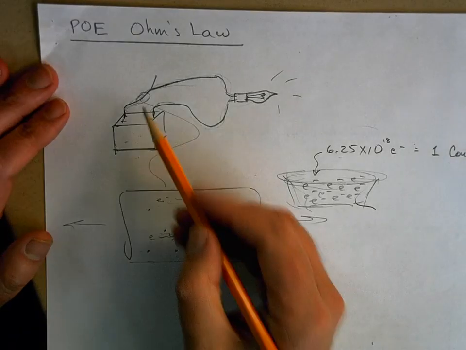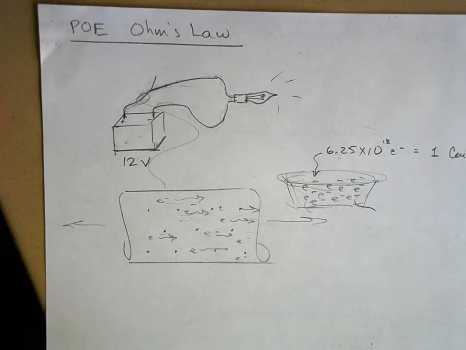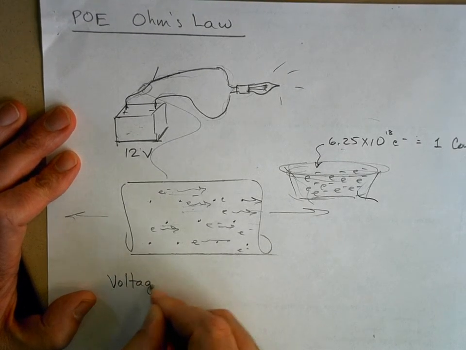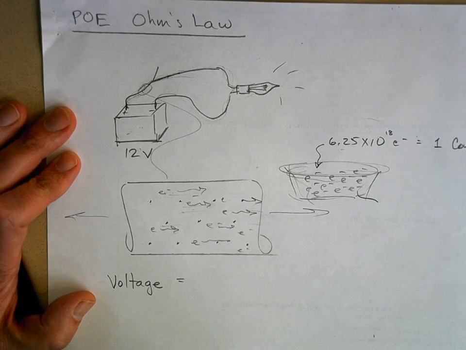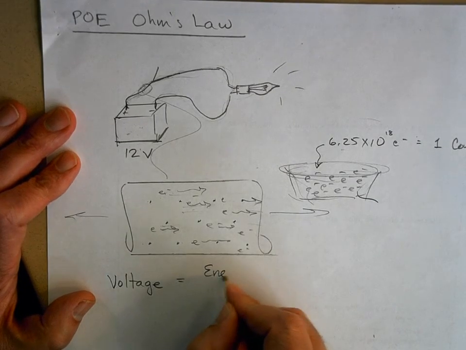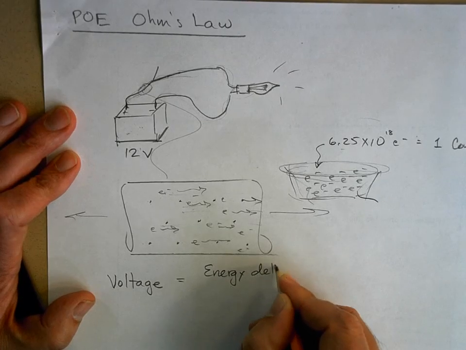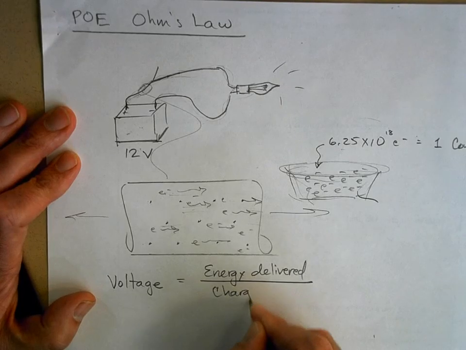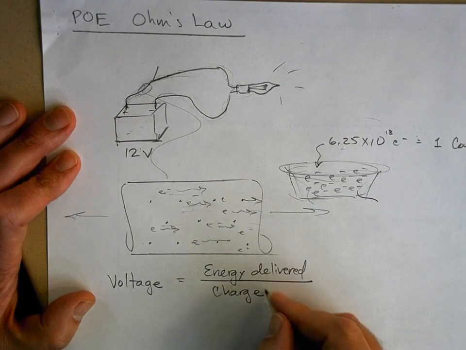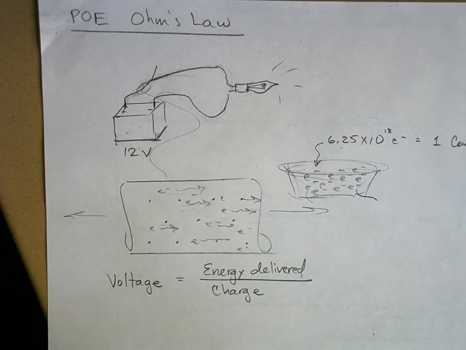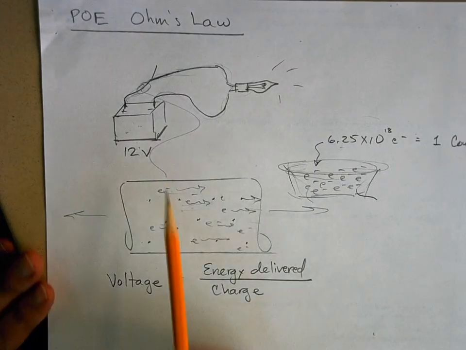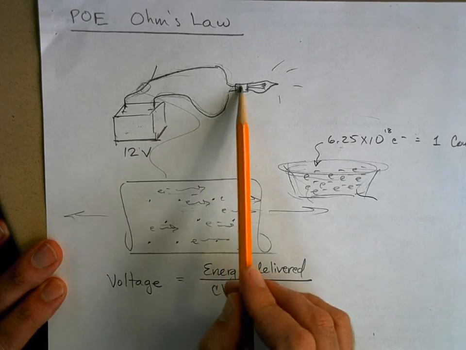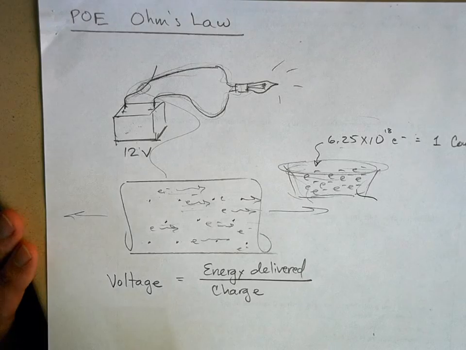Now, when you have a 12-volt battery, here's what we mean by voltage. What we mean by voltage of a battery is the energy delivered by the battery divided by the amount of charge that flows out of the battery. So energy delivered per unit charge. See, this battery is actually, it's this way, right? This is the negative side, so that the battery is pushing negative charge this way through the circuit. The energy delivered per unit charge.